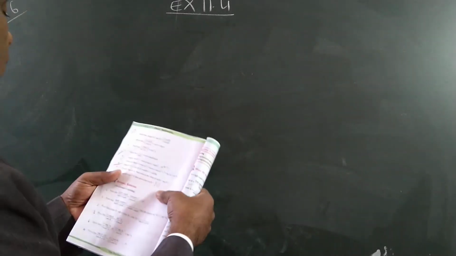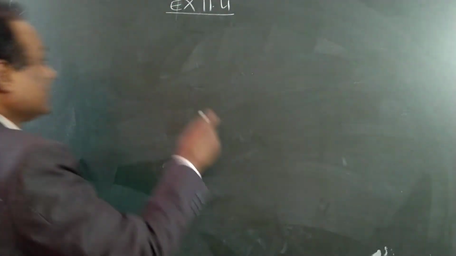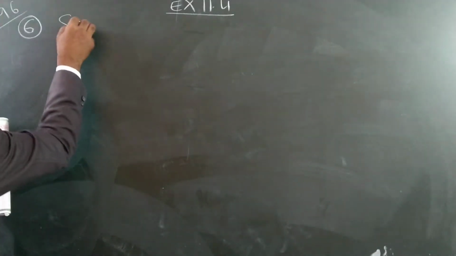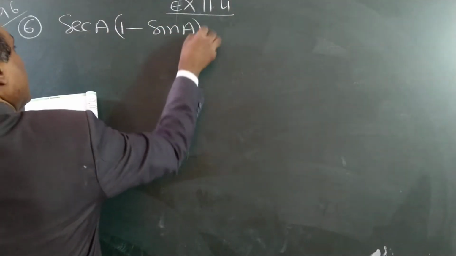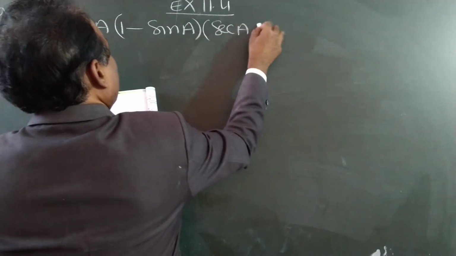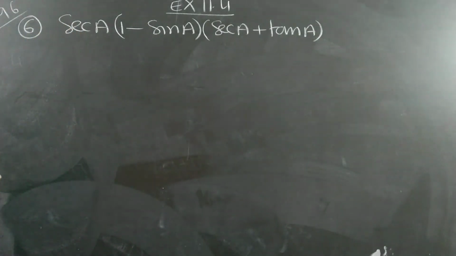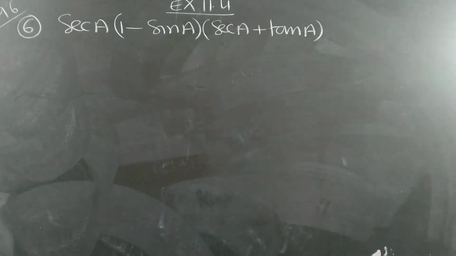The question is, we completed 5 problems out of 10. So sixth question. Students, all of you write the sixth question. Simplify secant A into 1 minus sin A into secant A plus tan A. This is the problem we have to simplify.